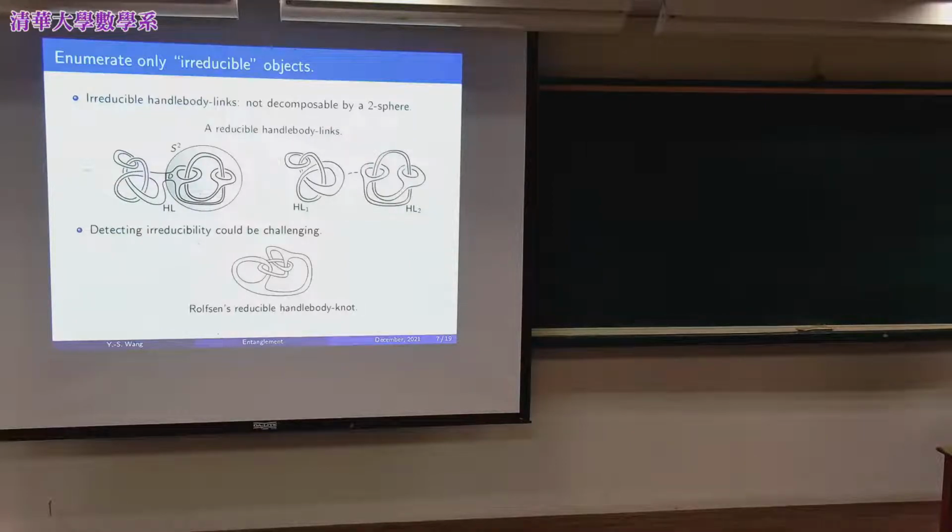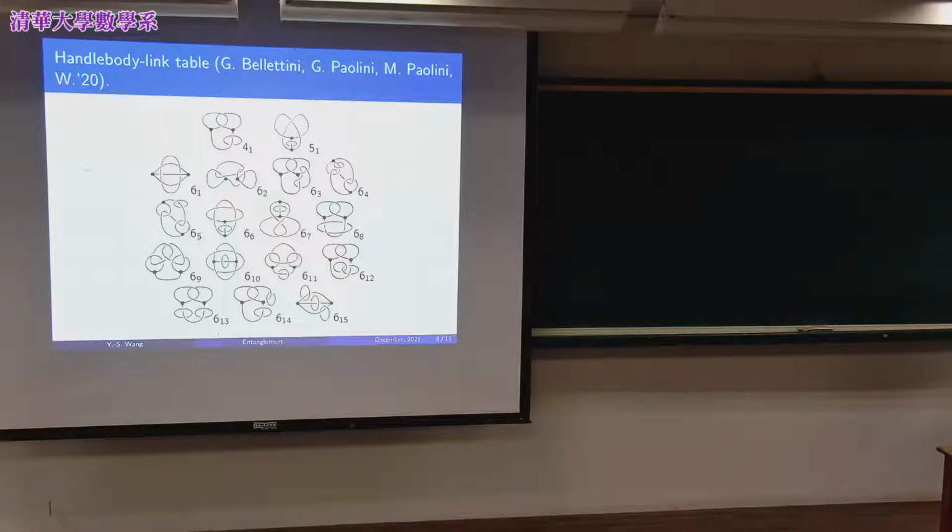So anyhow, there are two things. We do enumeration, we do classification by enumerating handle-body links based on crossing number, and then we enumerate only irreducible objects. And the result is the following table, that we obtained last year. So it's a small table, but it took a lot of work to complete it. We start with the simplest one, which has 4 crossings, and go to something more complicated. As you can see, there is another one with 5 crossings, and the rest are of 6 crossings.